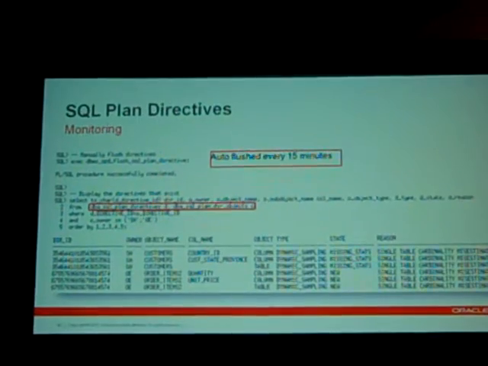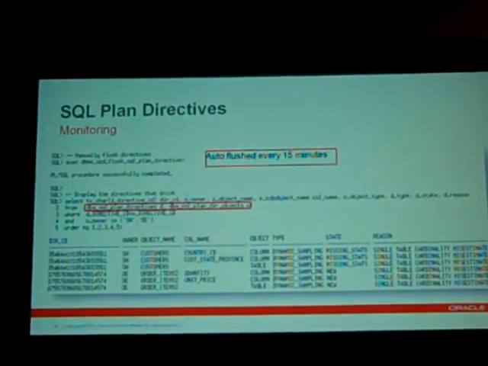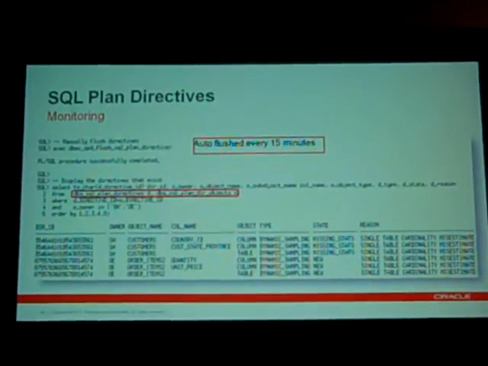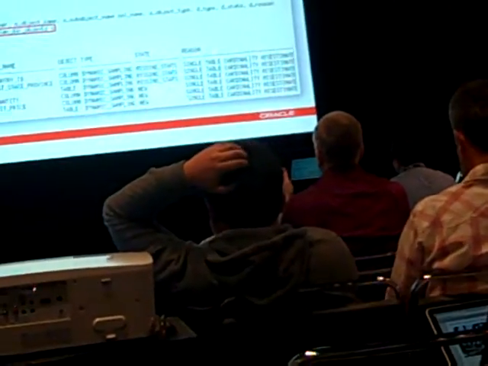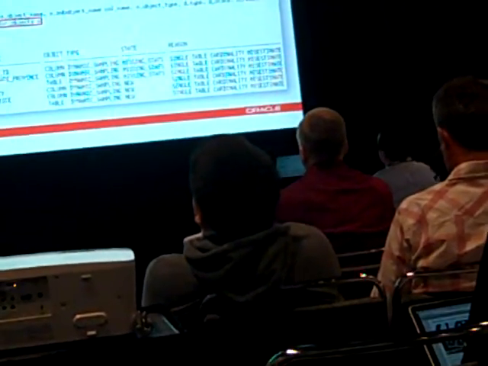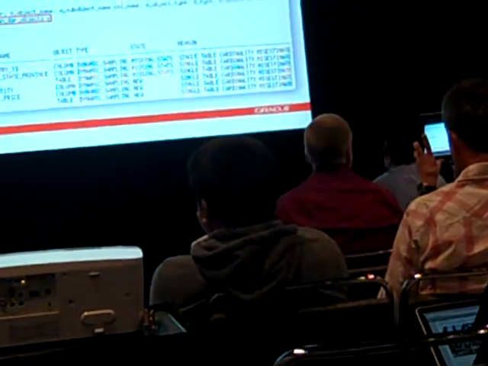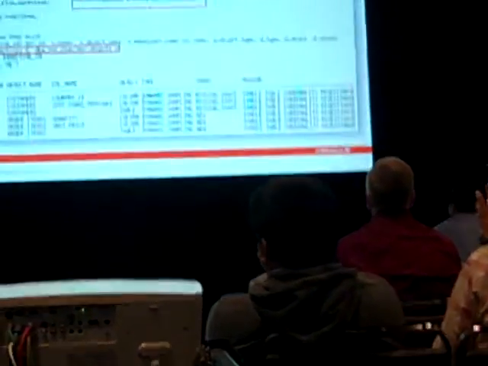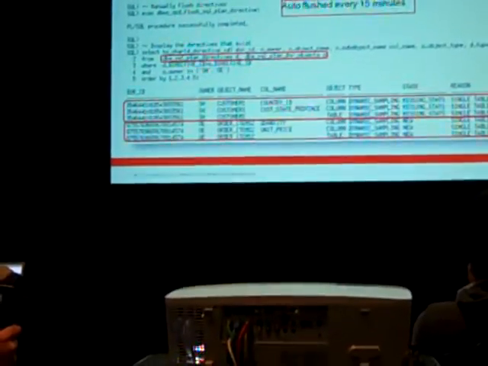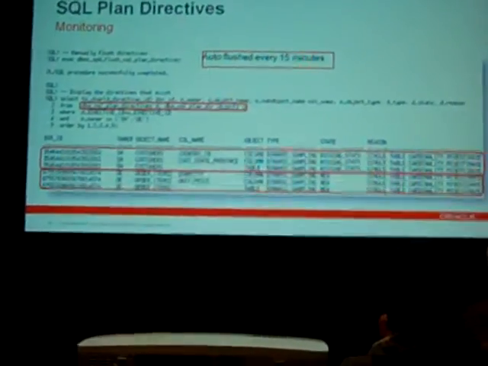Now, there was a question earlier about could I create them in the directives. You can't create the directives yourself, but you can see what directives exist in the database. There are two new dictionary views for that, DBA_SQL_PLAN_DIRECTIVES and DBA_SQL_PLAN_DIR_OBJECTS. These views give you information about what objects have directives and what those directives actually are. So each directive is given a unique ID, directive ID. You'll see there who owns them.